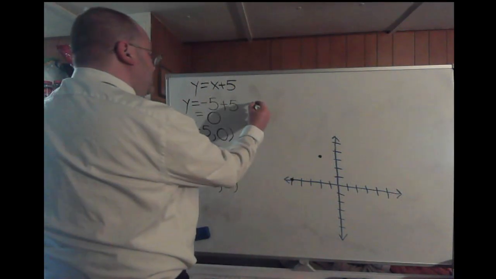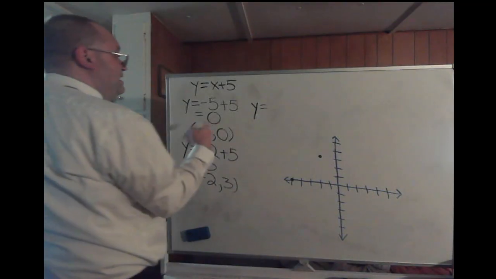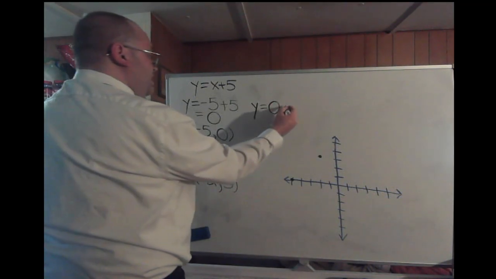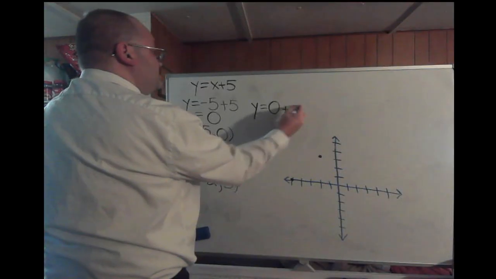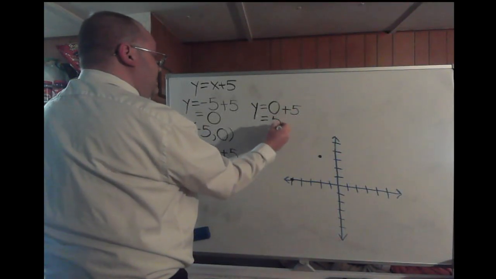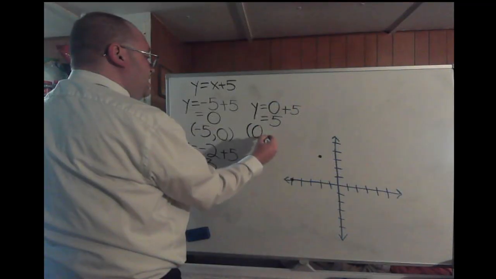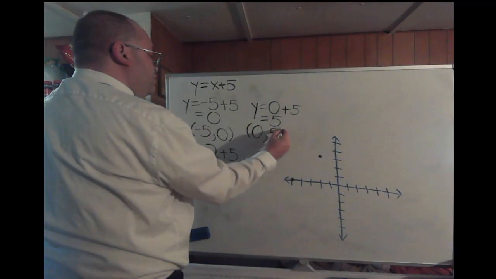And then last but not least, why don't we make x be equal to 0? So we'll have 0 in for x plus 5. Well, 0 plus 5 is in fact 5. So when we have x equal to 0, we get y being 5. We come up with the point (0, 5).